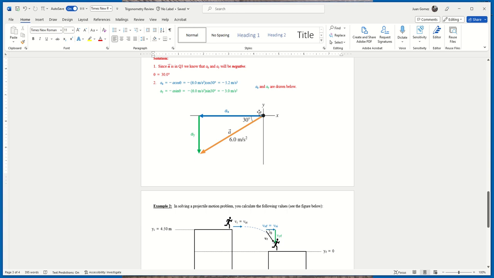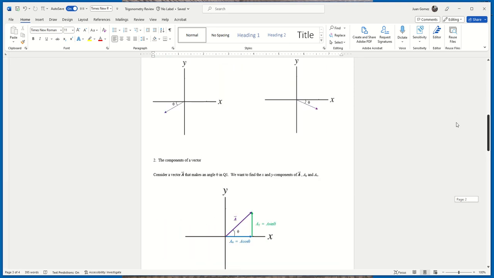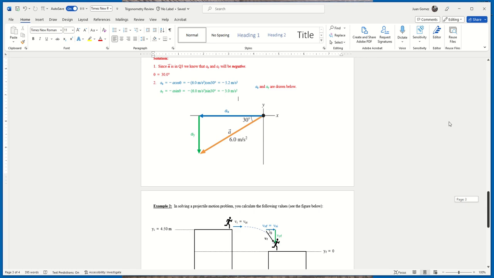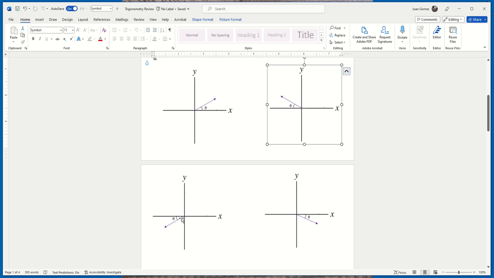And you can see I've drawn the components. And you can see ax and ay are clearly both negative. But again, we're dealing with what's called the reference angle. The angle that the vector makes, no matter what quadrant, with respect to the x-axis. So in the example we just worked, the acceleration vector was in Q3.